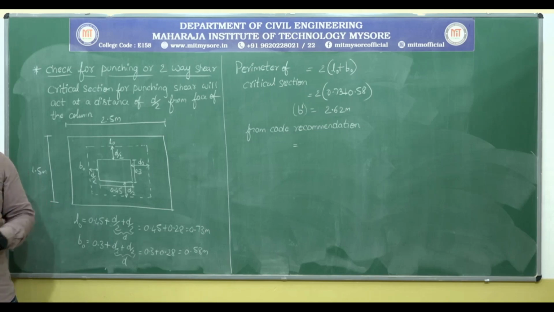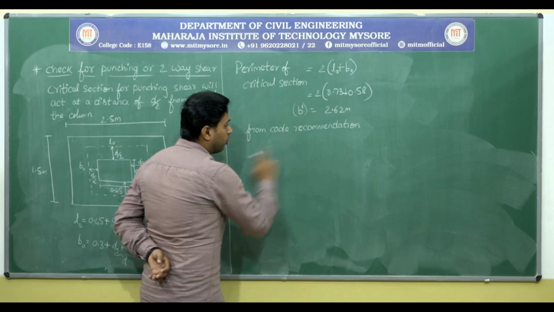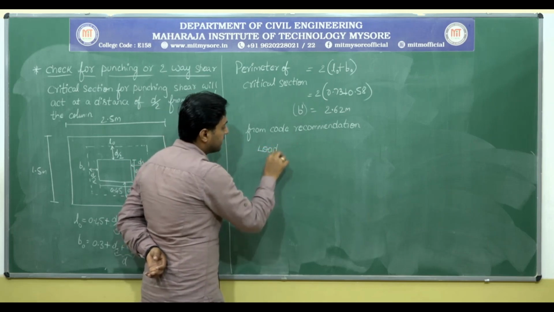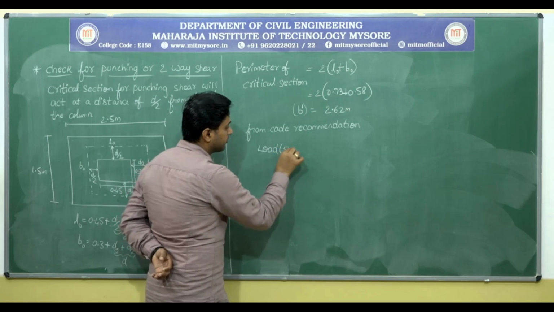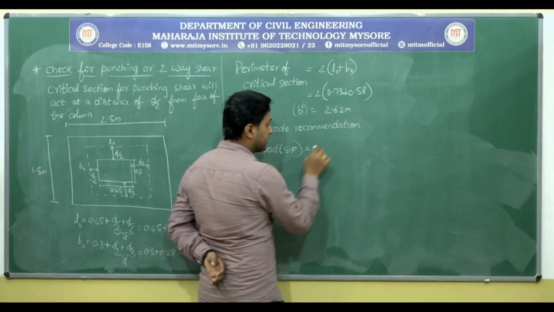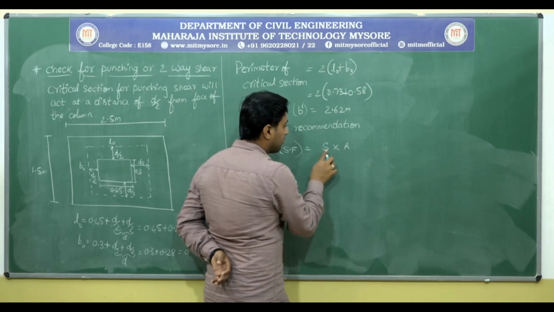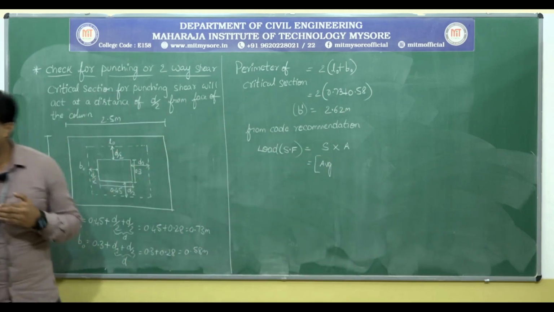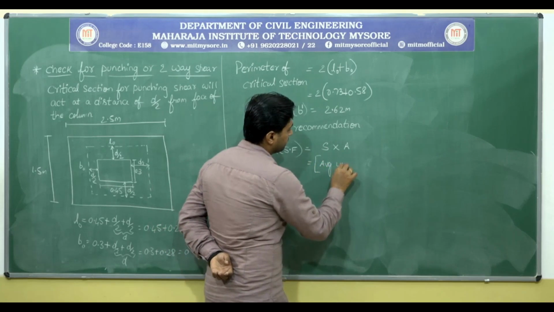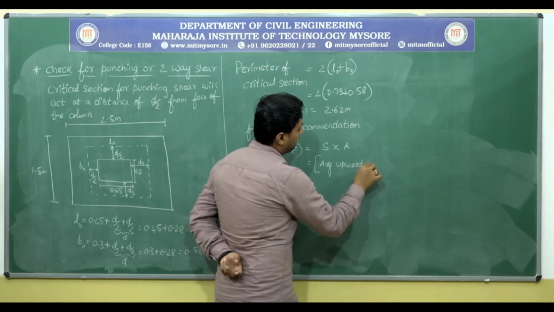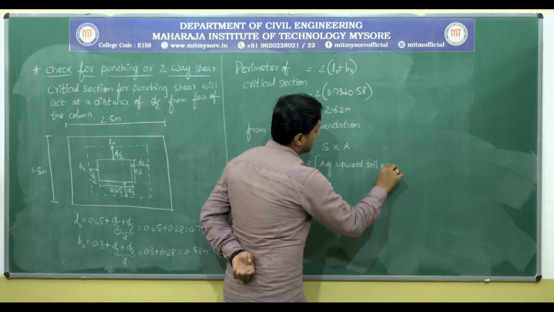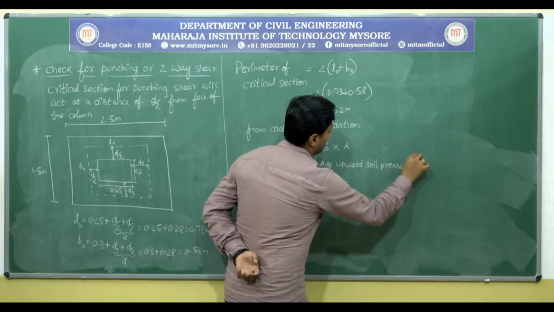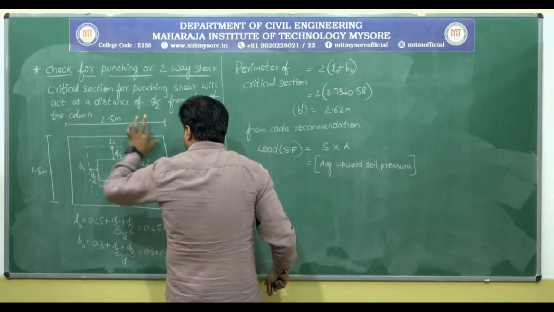So average upward pressure into area, that is nothing but stress into area. So I am calculating the load, which is nothing but the shear force load, given by load is equal to stress into area. Yes or no? Stress into area. So what the code suggests is the average upward soil pressure into the area of the critical section.